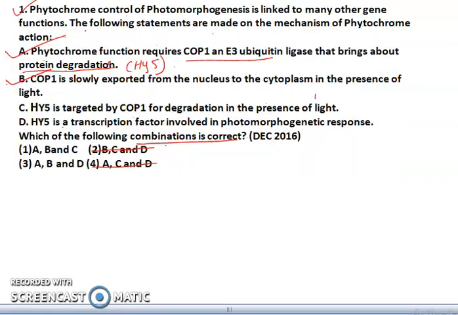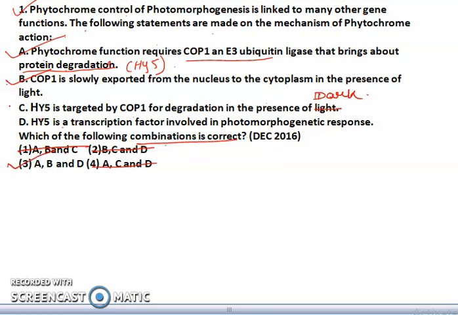Now let us deal with the other point. HY5 is targeted by COP1 for degradation in presence of light. It is not in presence of light, it is in the dark condition, or in absence of light, that HY5 will be targeted by COP1, by which it will be degraded. From this, we can eliminate the first option. So, we are here done with our answer, that is third is the correct answer.